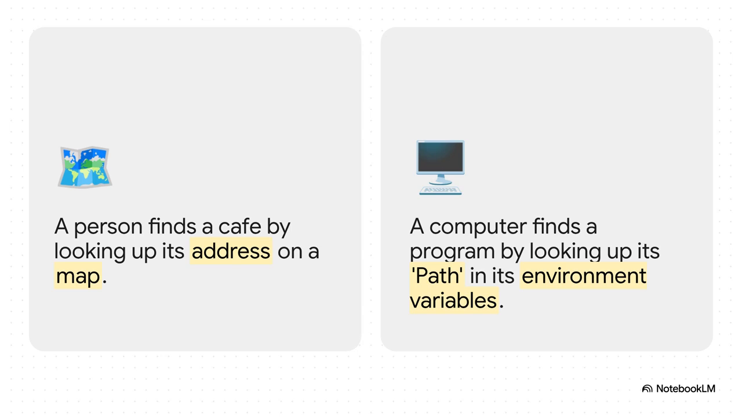I love this analogy. Think about it. If you want to go to a new cafe, what do you do? You pull out your phone and look up the address. You don't just drive around aimlessly. Your computer works the exact same way. When you type Java into the command prompt, it needs to look up the address for that program. And it looks for that address in a very specific place called its environment variables. That's it. That's the computer's address book.